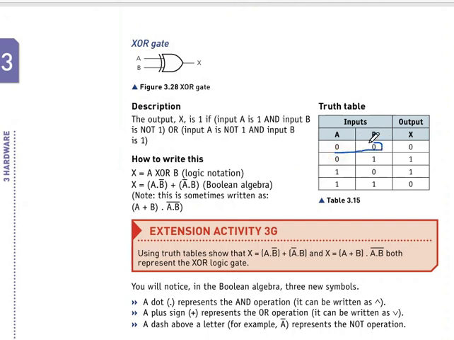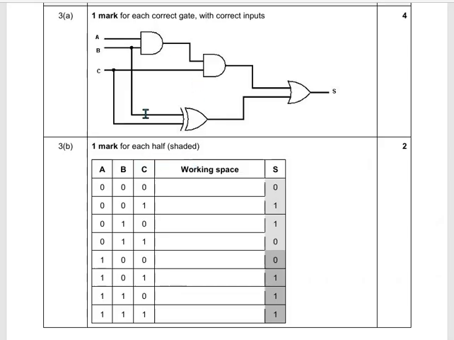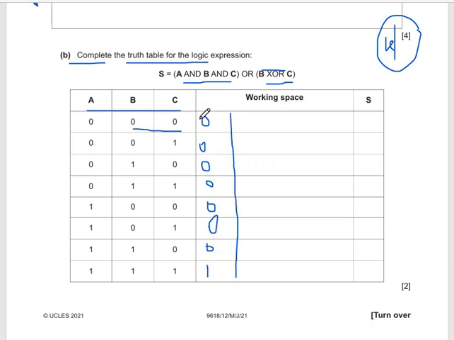If both inputs are not the same, the result will be 1. But if both inputs are the same, the result will be 0. So here you can see both inputs are the same, the result is 0. Both inputs are not the same, the result is 1. Both inputs are not the same, the result is 1. Both inputs are the same, the result is 0. 0 0 means it is also 0. 0 1 will be 1, it will be 1, and it will also be 1. We have solved these two expressions.